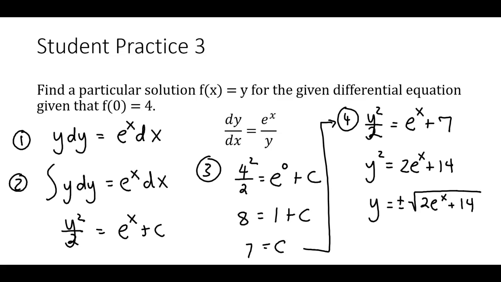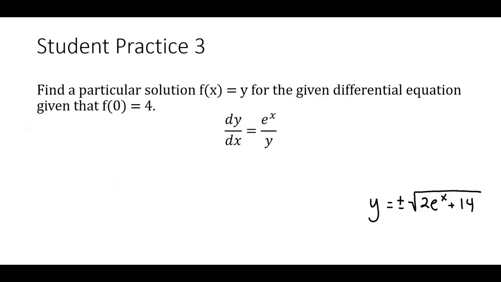So I've got us up to step 4 here, and I end up with y is equal to either a positive square root of 2 e to the x plus 14 or a negative version of that. And so we're ready for that last step, which is where we go ahead and plug in the initial condition. I'll go ahead and plug it into the positive version of the expression there and see if it works. And if it works, well, that's my solution. If it doesn't work, then my solution must be the negative one.